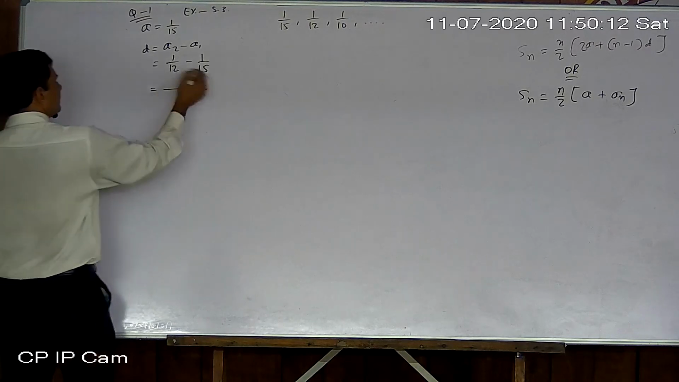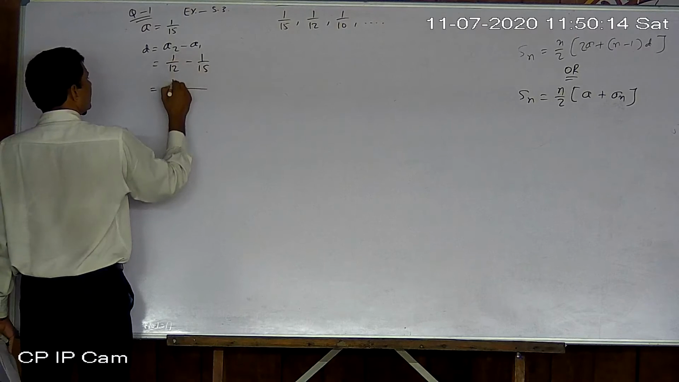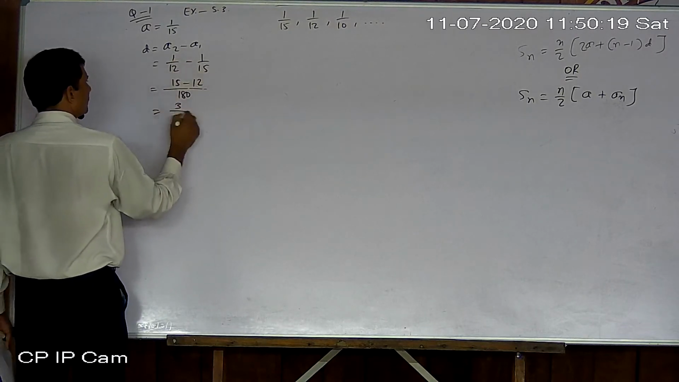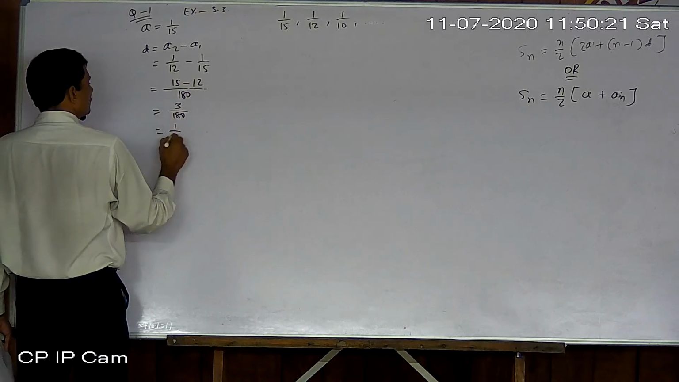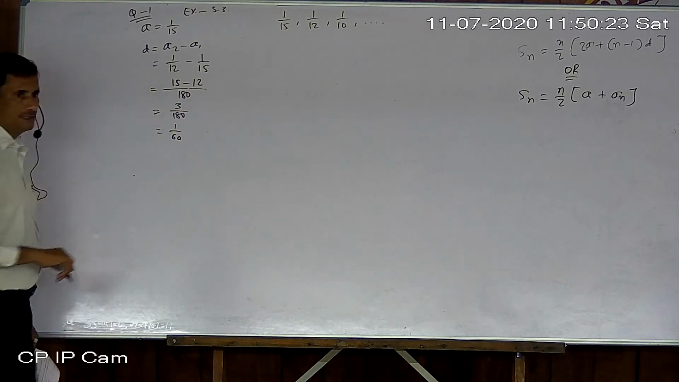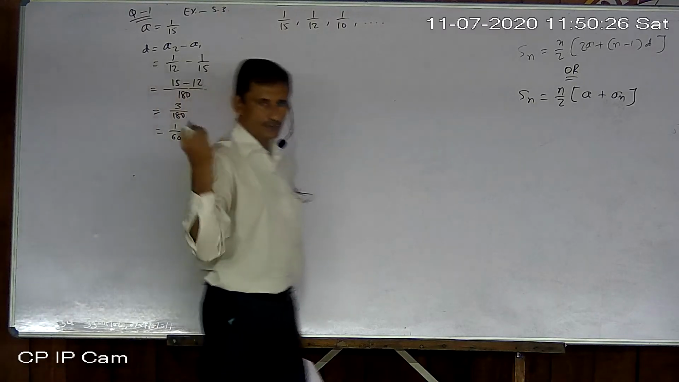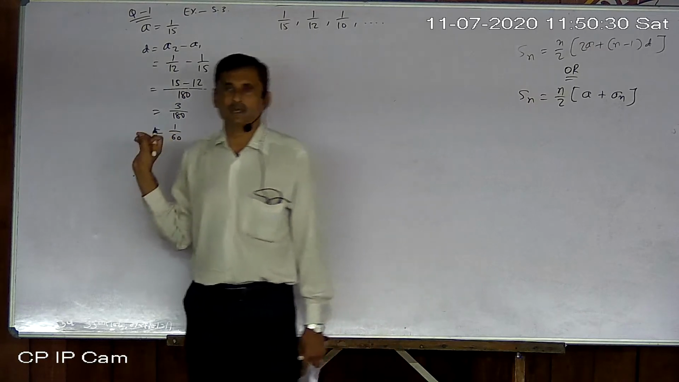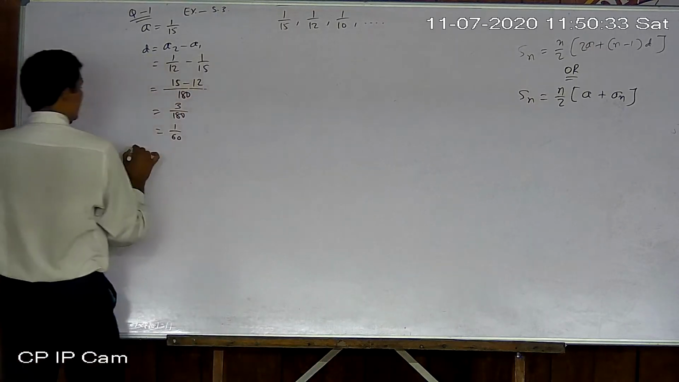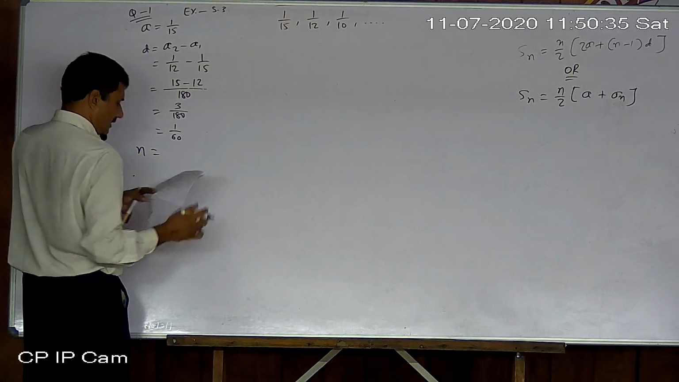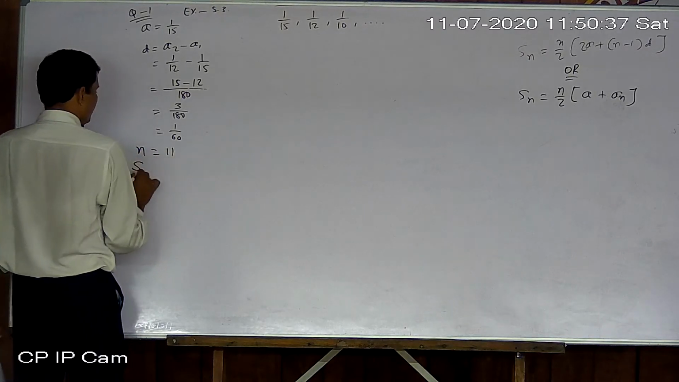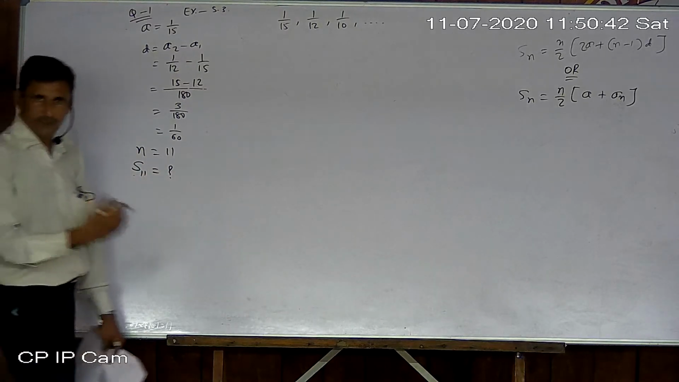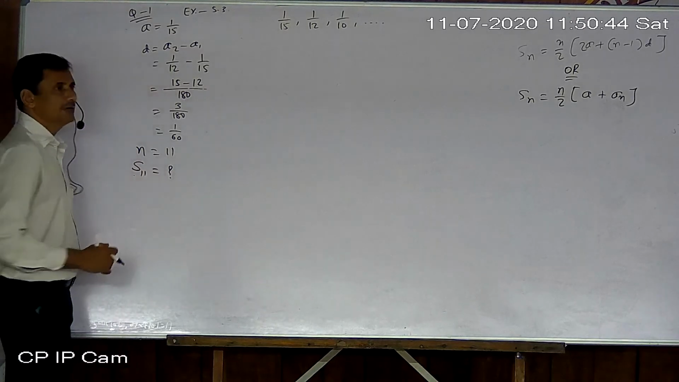So 15 into 12 is 180. Now 15 minus 12. I am showing all steps here, 3 upon 180. So it is 1 upon 60. So this is d. For finding d, we have 2 or 3 steps, that's it. And don't try to write it directly only. Now n is given, 11 terms. We want to find the sum of 11 terms, meaning S11.